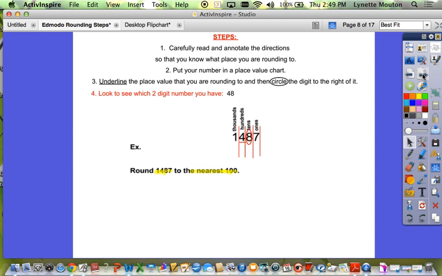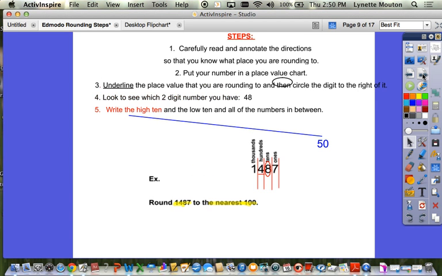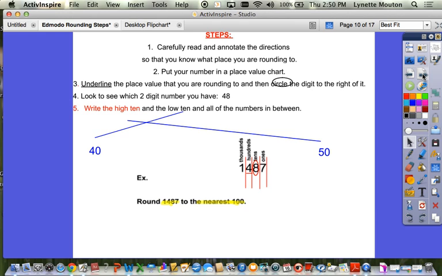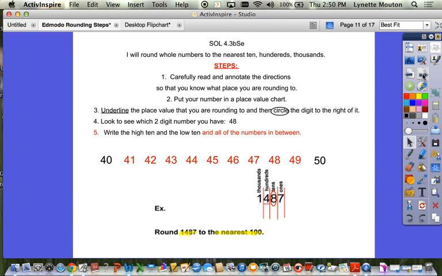If we're looking at 48, what is the high 10? It's 50. And what is the low 10? 40. There it is. Now what do I have to do? Everybody take your finger out and draw a line under the place value and then do what? Circle right next door. Then write the high 10 and the low 10. Everything in between. High 10, low 10, everything in between.